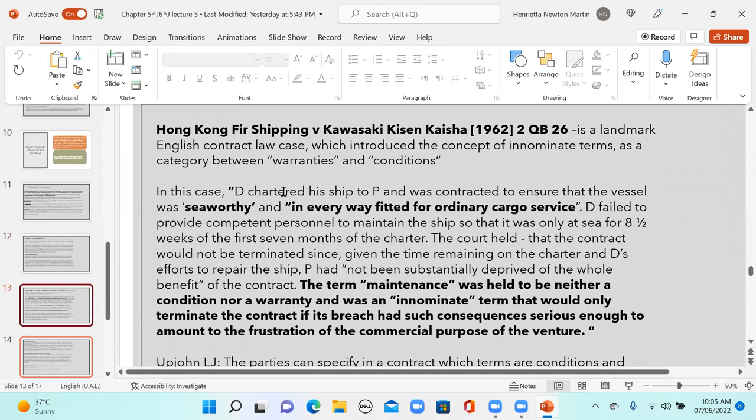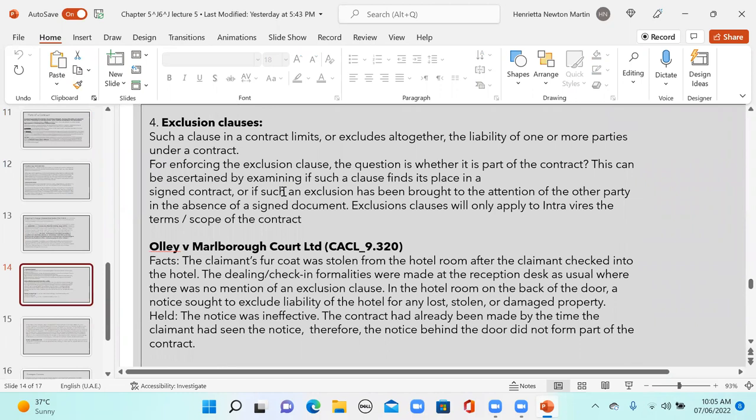exclusion clauses. Now, this is an interesting clause where sometimes the parties would say that I would support you in everything except these things. There's an exclusion clause. Such a clause in a contract limits or excludes altogether the liability of one or more parties under a contract. So an exclusion clause basically deals with excluding liability or limiting the liability of another person.